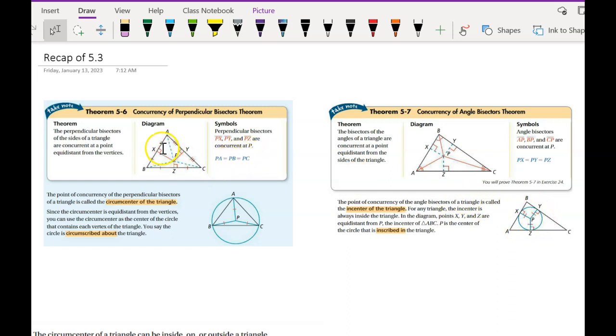So I want you to notice, if we're talking about perpendicular bisectors, it's equidistant from the vertices. If we're talking about angle bisectors, it's equidistant from the sides.